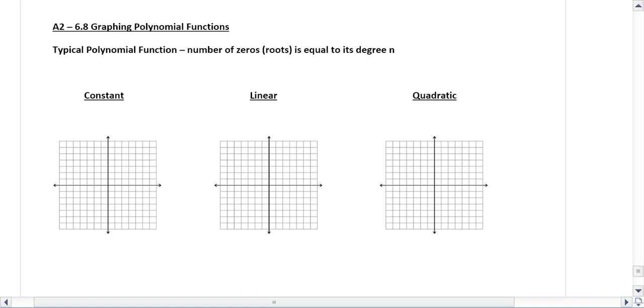This video is for Algebra 2, Chapter 6, Section 8, Graphing Polynomial Functions. And this is probably one of the easier sections in the chapter, so it's a nice way to end it. Now, in a typical polynomial function, we knew this already, that the number of answers, the number of zeros, the number of roots, these all mean the same thing, is equal to its degree.